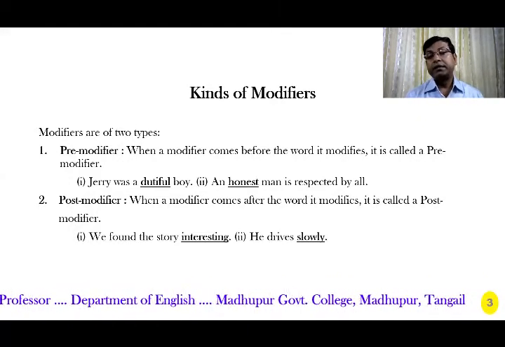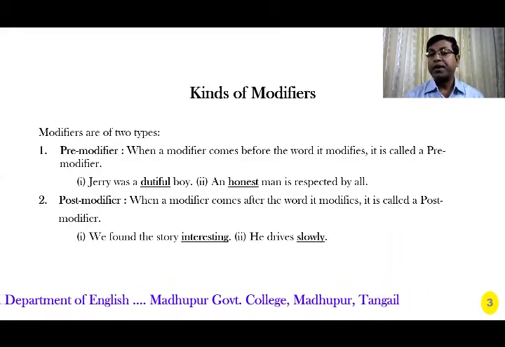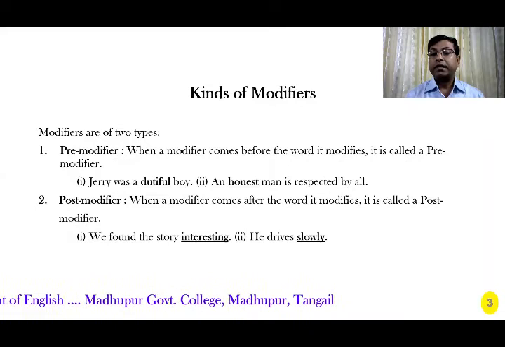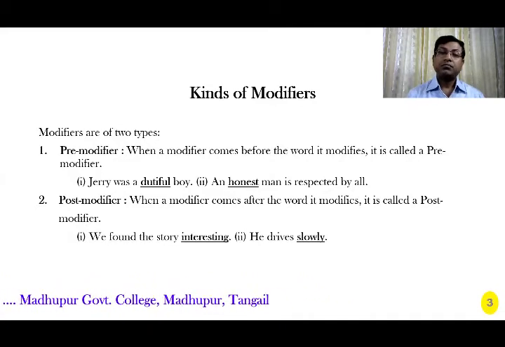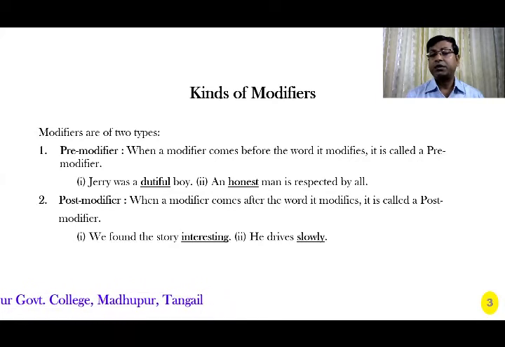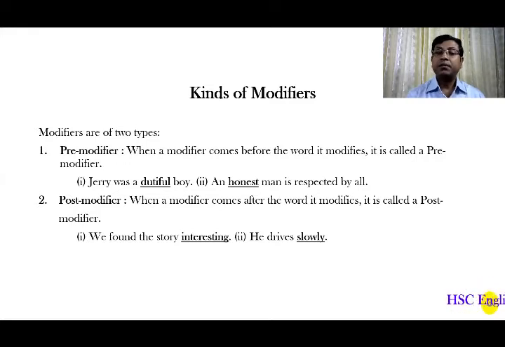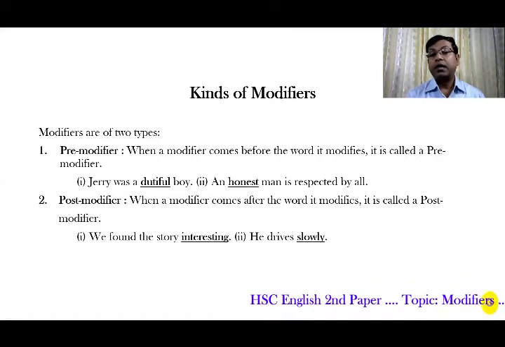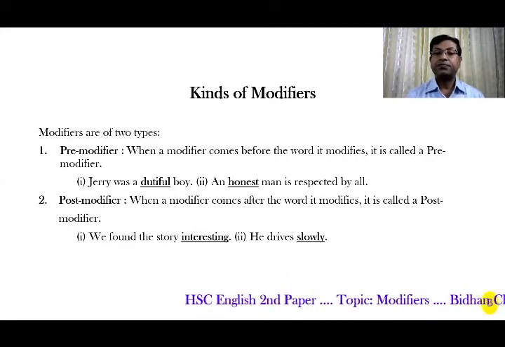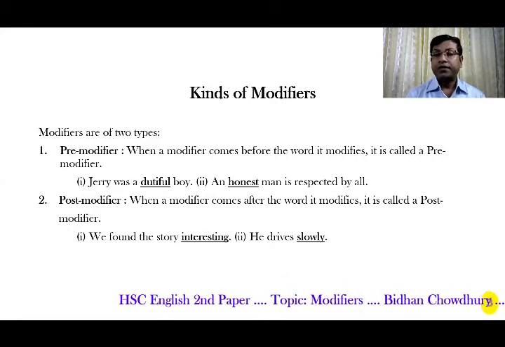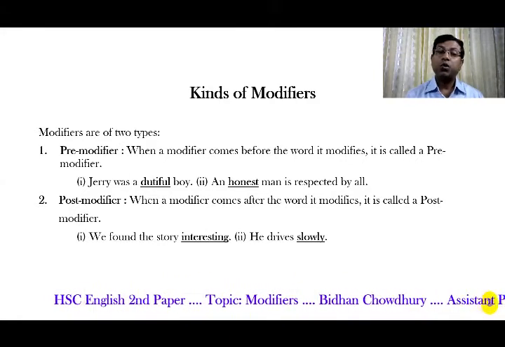In the same way, in the second example, an honest man is respected by all. What does the word honest function like here? Actually, the word honest is used to describe the noun man, and it is modifying the noun man by taking its position before the noun, and that is why honest is also a pre-modifier here in this sentence. So, dear students, pre-modifiers always come before the word they modify.